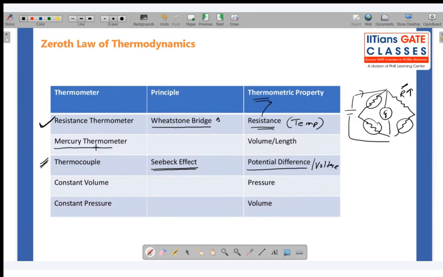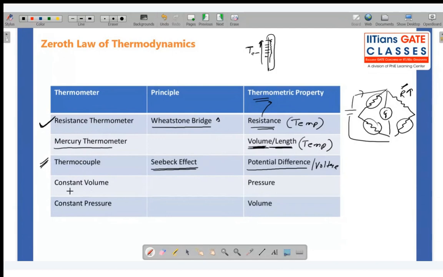Mercury thermometer, so you all have seen, right? The normal thermometer that we use, you put it in your mouth or somewhere, and the mercury expands. Mercury expands, so its volume changes, yes or no? Or you see the length scale, if this is your mercury thermometer, then the volume of mercury rises up. So basically there are scales here, right? So based upon the scale you can read the temperature. Okay, so based upon the change in volume or change in length, you can read the temperature.